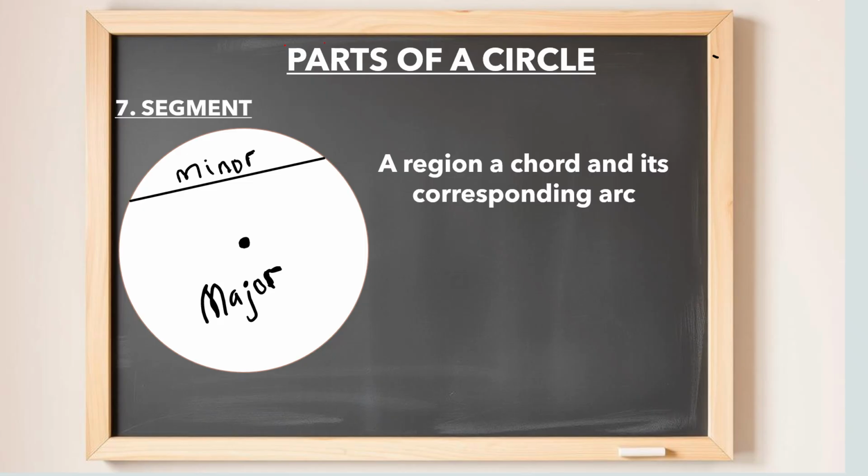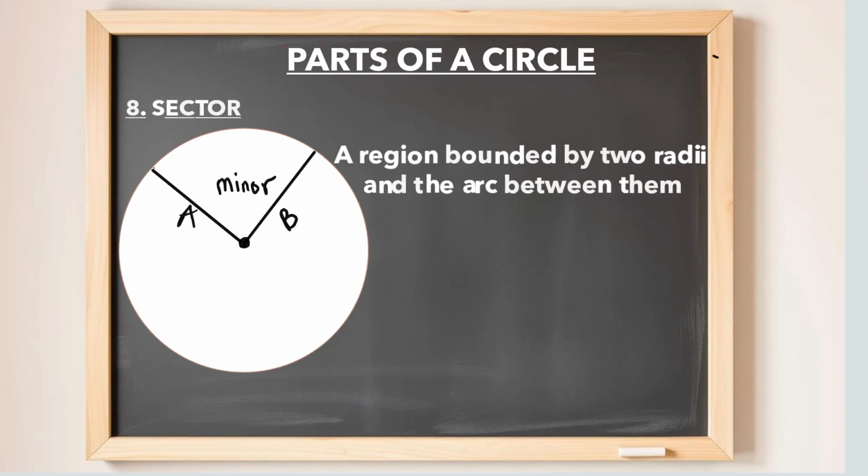Next, we define a sector. A sector is like a pie, or let's say a pizza. When you buy a pizza and some part of the pizza is cut out for you, that is called a sector. Now, a sector can be defined as a region bounded by 2 radii and the arc between them.